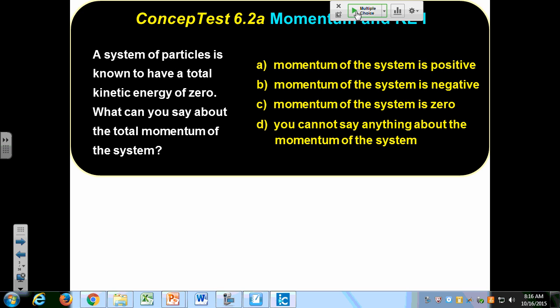A system of particles is known to have a total kinetic energy of 0. What can you say about the total momentum?